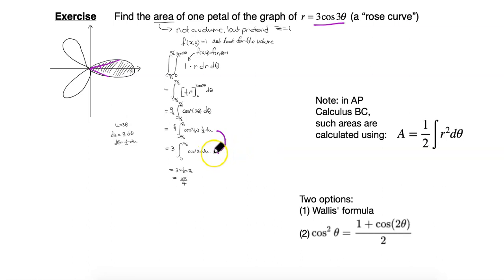So we can use Wallis, which was done here to give the answer, or the second option is to use this trigonometric identity, cosine squared of u equals 1 plus cosine of 2u over 2. Note that in AP Calculus BC, when you found such areas, this is the formula you used, which is great. If you think of r being 3 cosine of 3 theta, well, we can see that it brings us straight here. We would have r squared equals 9 cosine squared of 3 theta. So it's exactly here if you start from the Calculus BC formula.